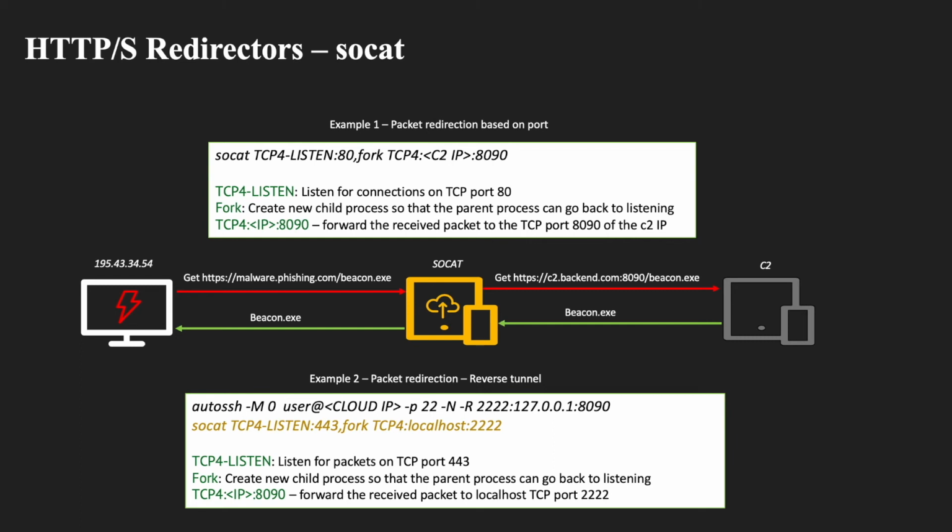Again, we can use a reverse tunnel for the communication, where our command and control server connects back to the redirector. And on the redirector, instead of sending the traffic to our IP, it will send the traffic to itself, where it's going to be picked up by the reverse SSH connection.